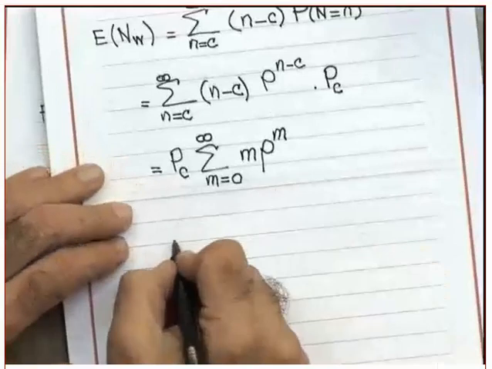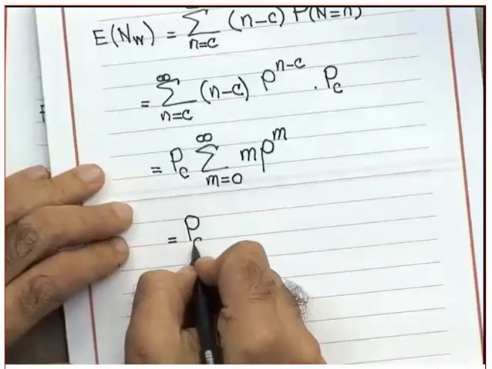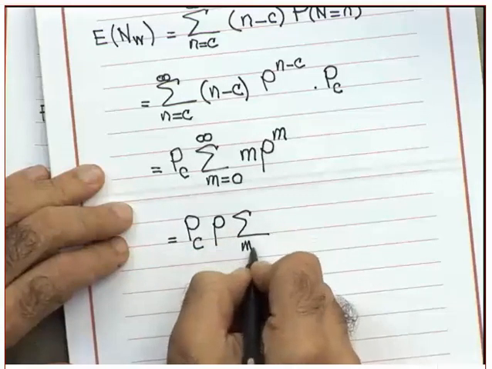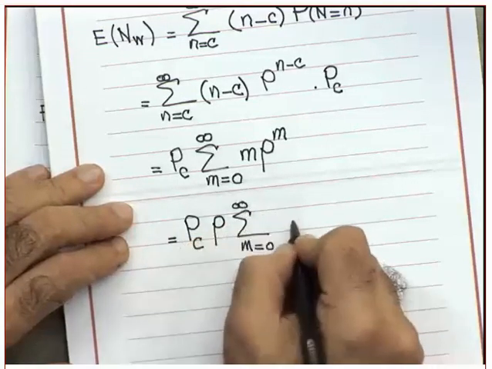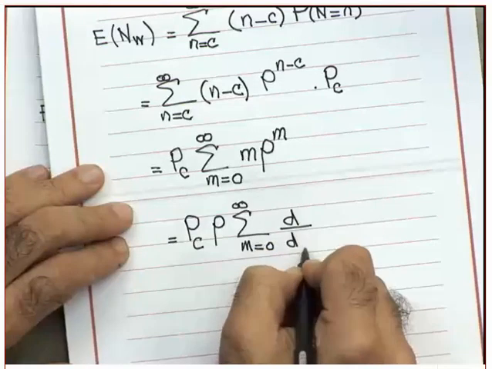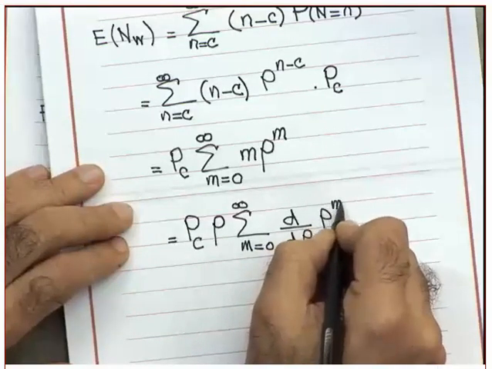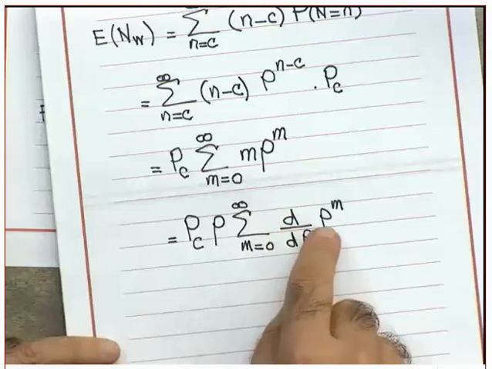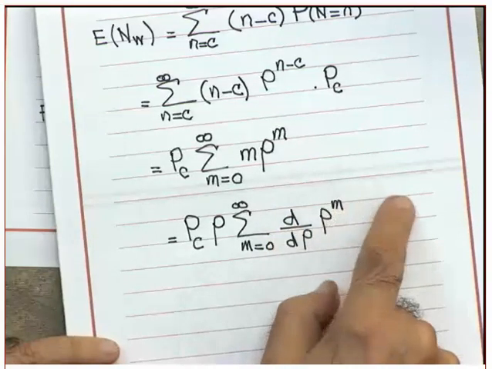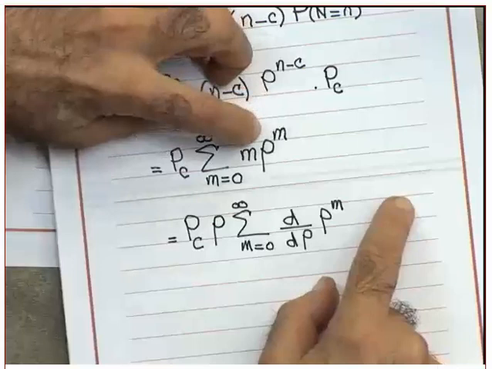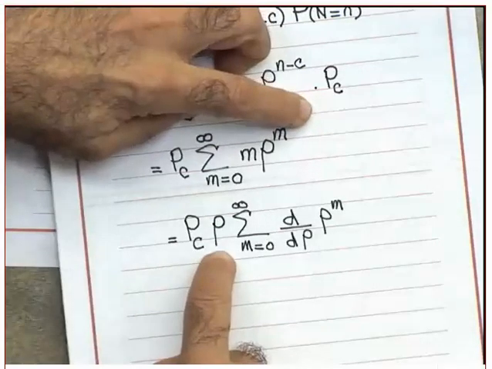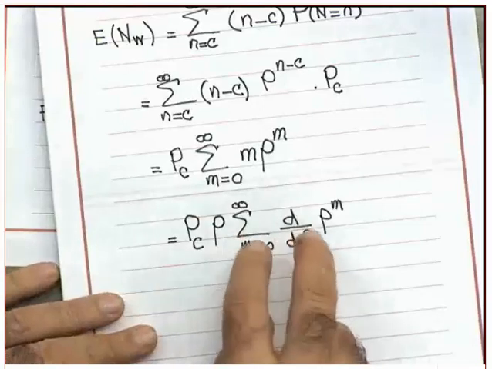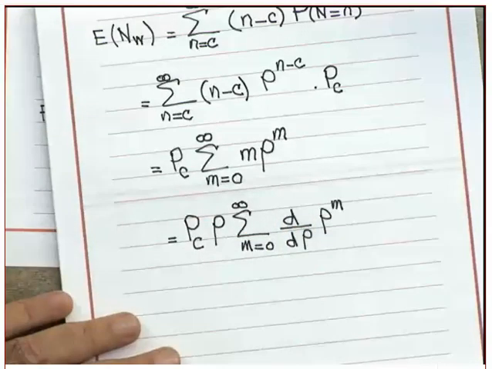Okay, so what do I do? Equal to P C times rho times summation, M equal to 0 to infinity, d by d rho to the M. Did you get it? One more time. What is d rho to the M? Is M rho to the M minus 1. I don't have the rho minus 1, so I multiply by rho. Agree? Can I interchange the order of summation and differentiation?